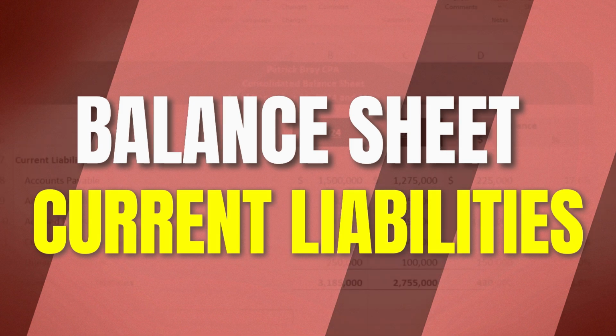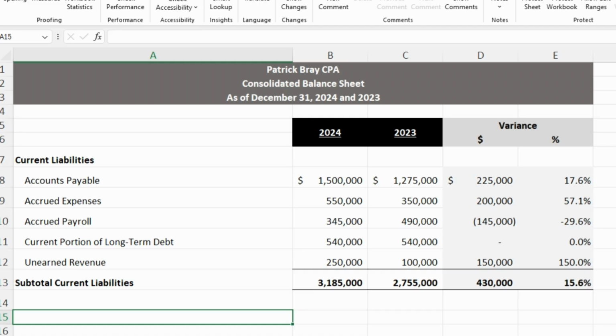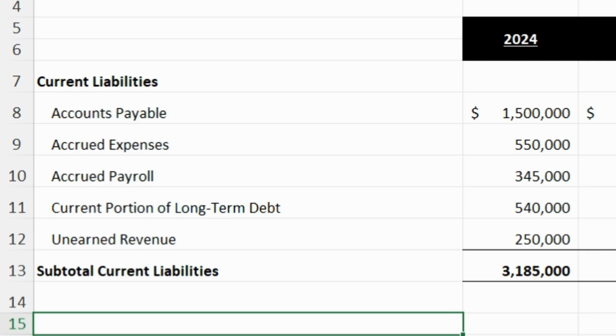This is the second part of a balance sheet. These are going to be your liabilities, and we're going to specifically go over current liabilities today. And I'm going to go through what is in these current liabilities. We have 5 categories on our balance sheet.